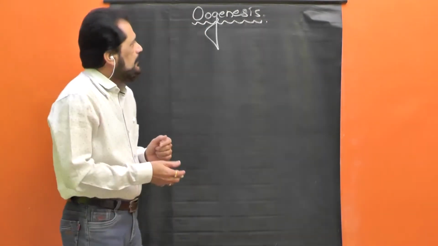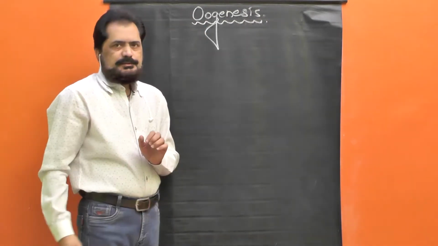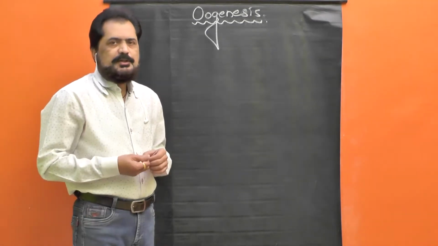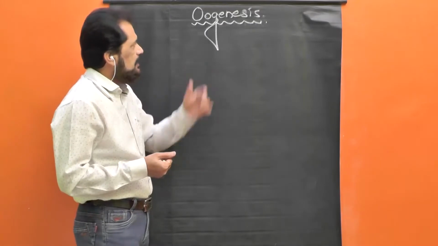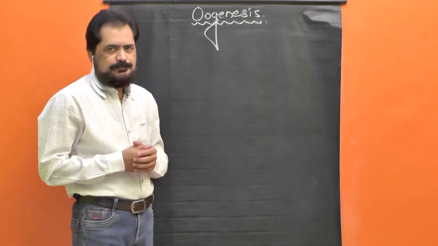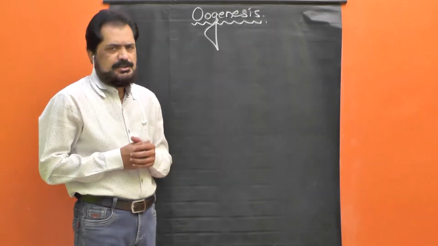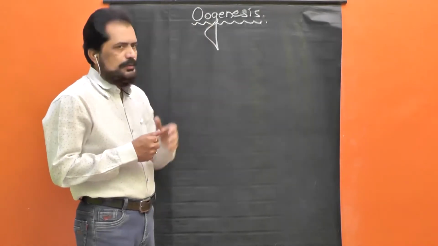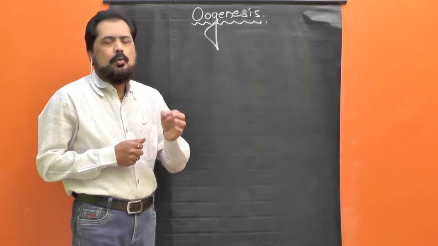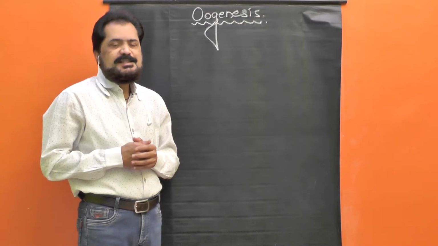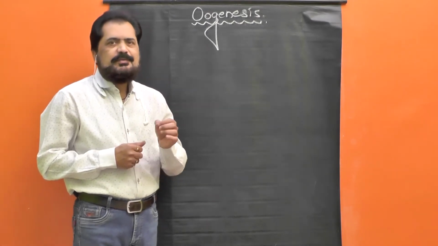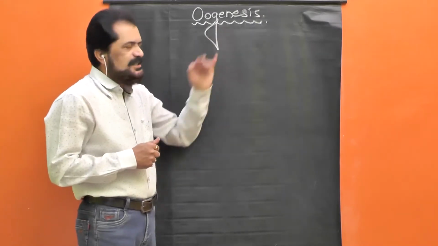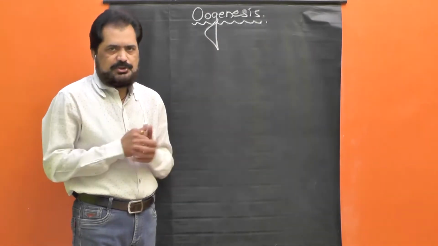So now let us study the second type of gametogenesis, that is oogenesis. Name itself indicates: double O stands for ovum or egg cell, that is female gamete, and genesis stands for formation.